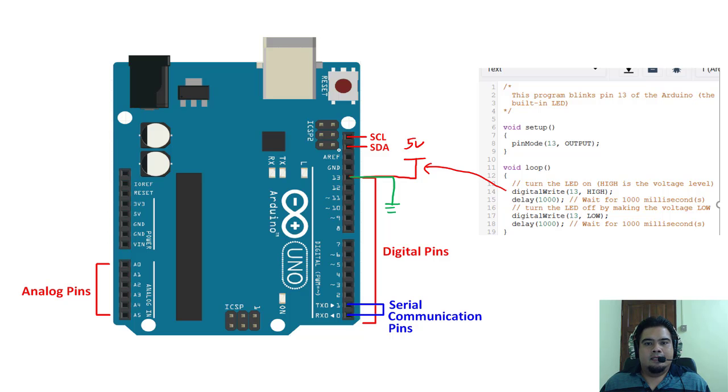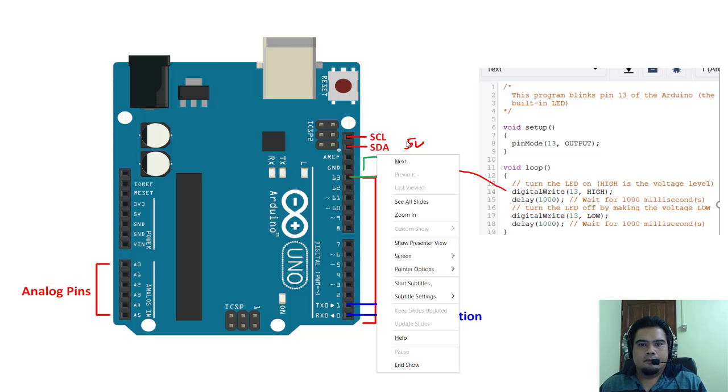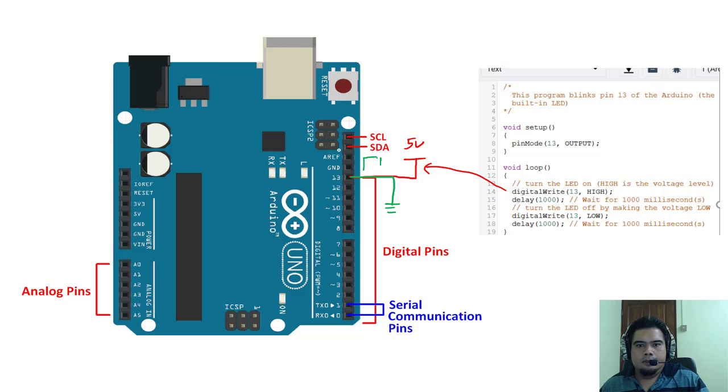If you talk about just the signal, it's actually 5 volt, delay 1 second, and then it becomes 0. Okay, this is 5 volt, this is 0, so the same thing.